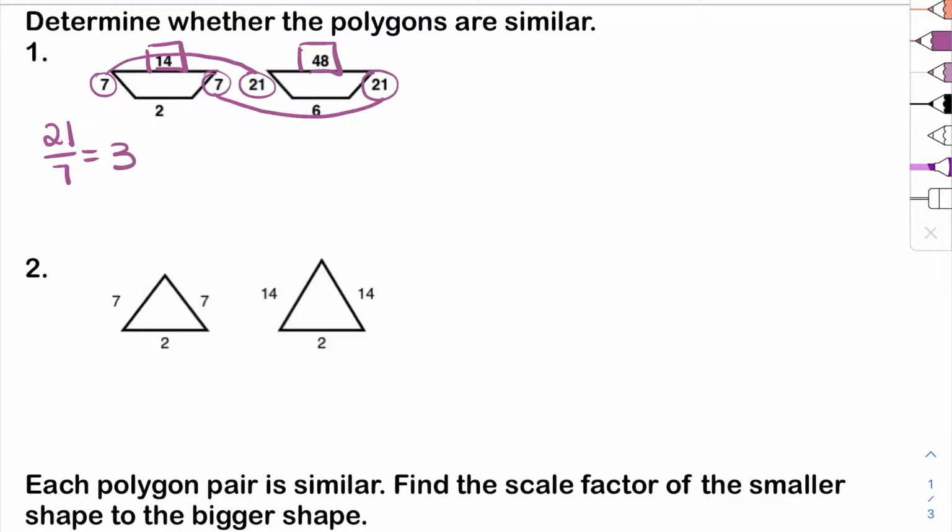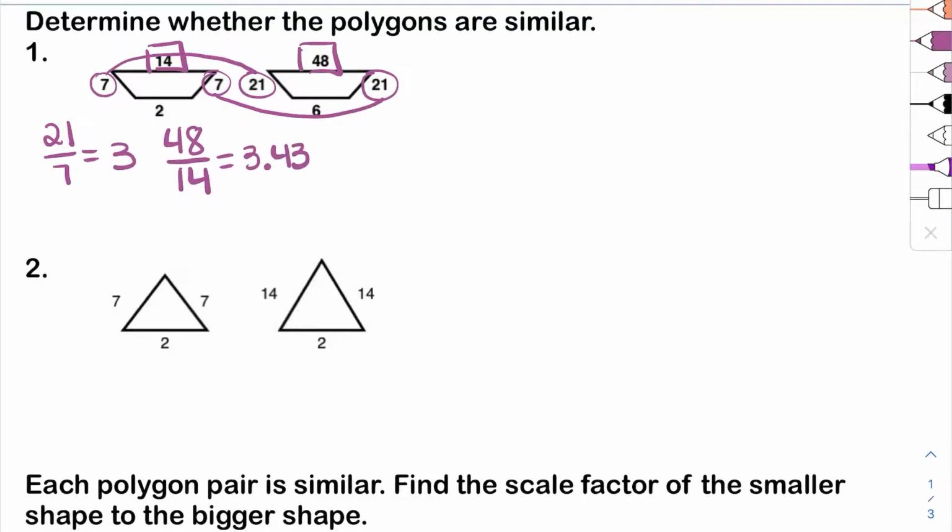Let's now do 14 and 48. Now notice I divided 21, which is the number from the right side figure, by 7, which is the one from the left side figure. So since I did 21 on top, I need to do 48 on top for the next one, divided by 14. And 48 divided by 14 is 3.43, going to 2 decimal places.